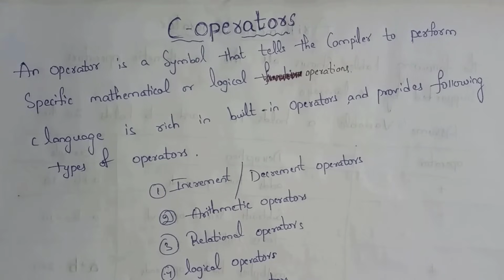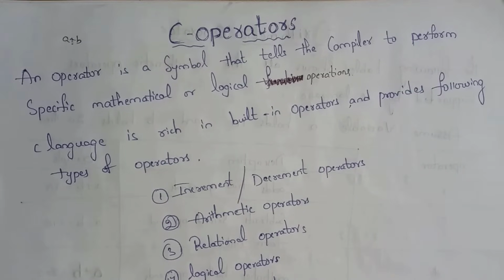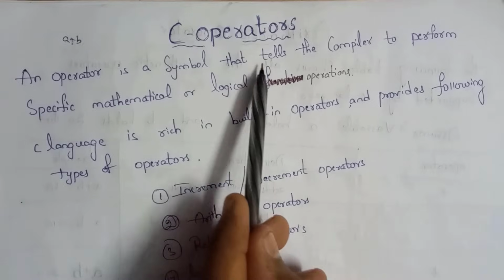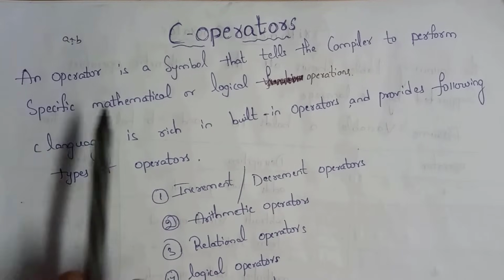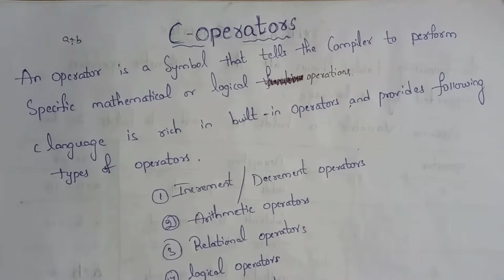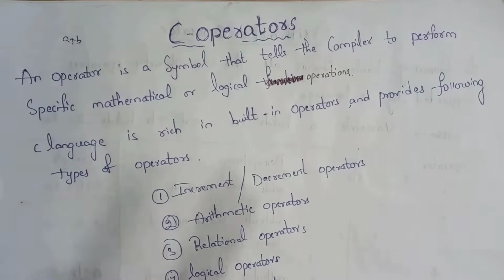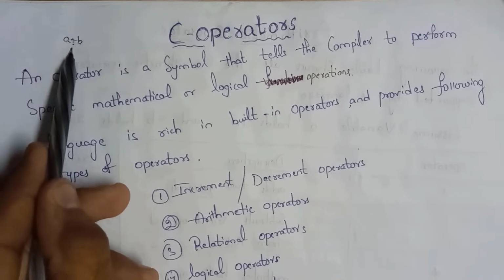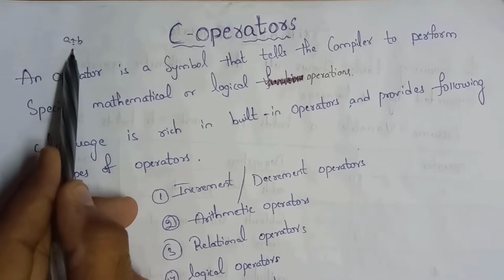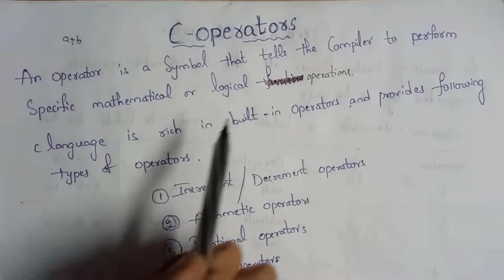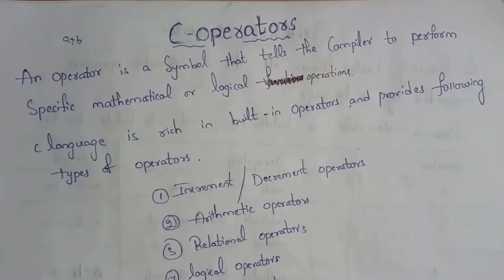Next topic is operators in C. I will explain what an operator is. An operator is a symbol that tells the compiler to perform specific mathematical or logical operations. By using operators, we can perform mathematical or logical operations. For example, in a + b, a and b are operands and the plus is the operator. This plus symbol is used to perform addition, which is a mathematical operation. The C language is rich in built-in operators and provides the following types of operators.